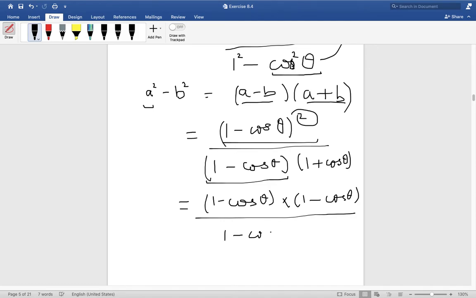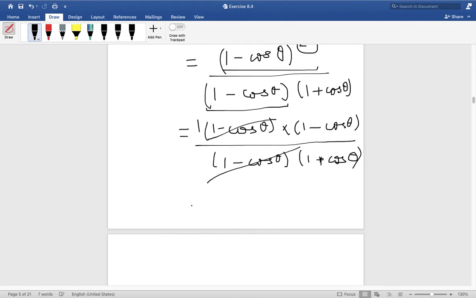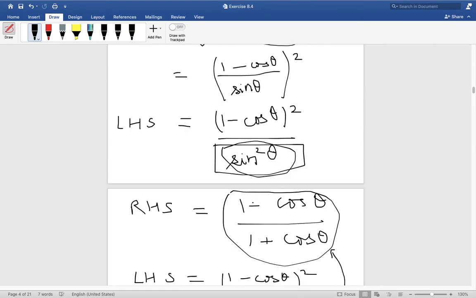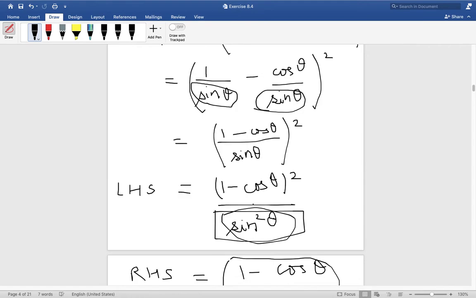And I have 1 minus cos theta over here, and 1 plus cos theta as well. I can get rid of these two, I'll just get 1. Now 1 times this is simply that term. So I will get 1 minus cos theta over 1 plus cos theta, which is our right hand side. Hence proved. LHS equal to RHS, where LHS is left hand side and RHS is right hand side. That's it. You'll get full marks if you just write this much. So we are done with the first problem.